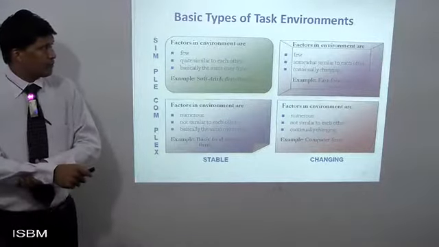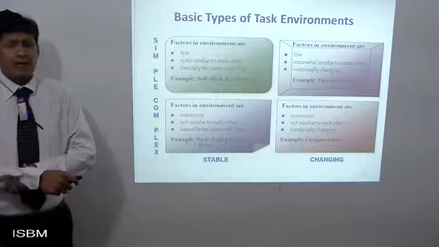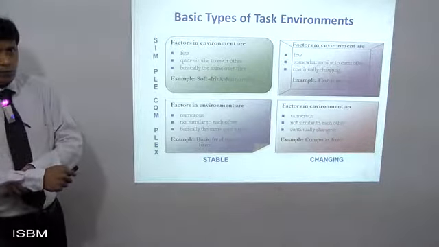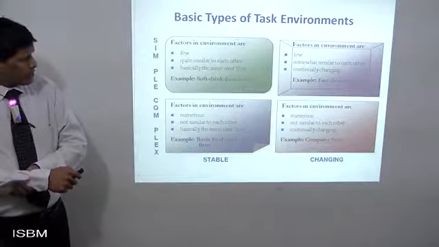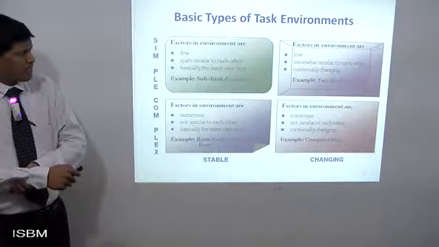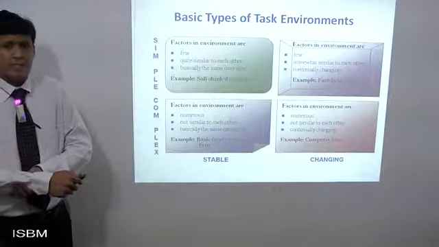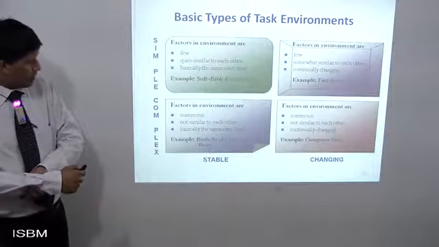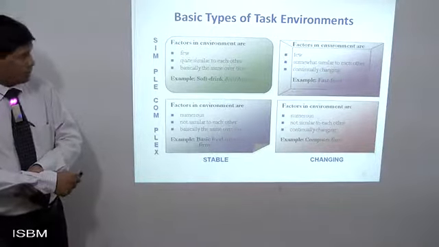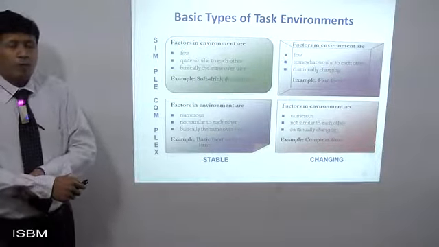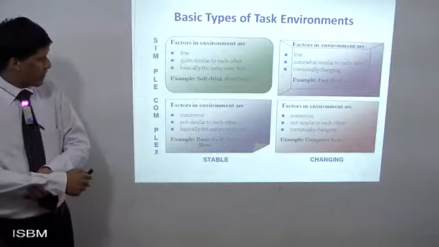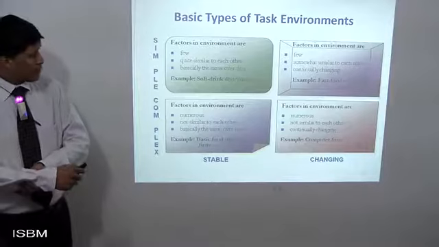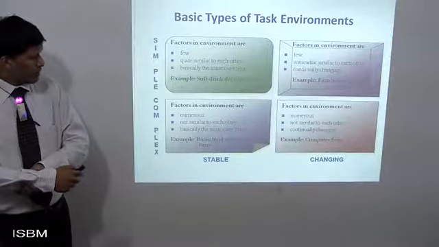So the basic types of task environments: the factors in the environment are few, quite similar to each other, and basically the same over time. Examples are soft drink distributors, which by and large remain the same. So it is simple. Here we are taking two dimensions: one is simple and complex, and the other is stable and changing. So this is simple and stable.